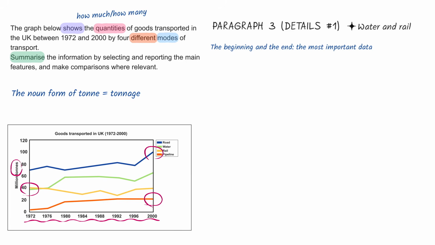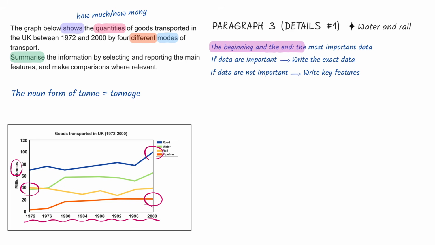Now, in the middle of a line graph, or if it's a pie chart or a bar chart, if there are key features, you can write about the exact data too. But you can omit writing the exact data of the middle of a graph if the data are not that important. But the beginning and the end should always be written. Now, we'll start with writing our paragraph 3.